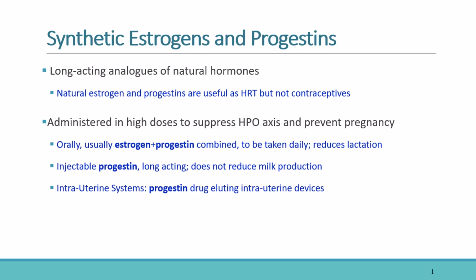Combined oral contraceptives usually contain both estrogen and progestin and are taken daily. Progestin-only injectables are long-acting and are especially useful during lactation because they do not significantly reduce milk production. Progestin-releasing intrauterine systems provide highly localized long-term contraception. This slide highlights the diversity of modern hormonal contraceptive delivery systems.